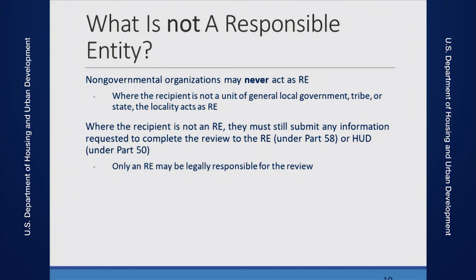However, in other programs, including CoC, most recipients are not government entities, which means they cannot act as responsible entities themselves. Therefore, CoCs need to find and work with a responsible entity. This should be a unit of government with land use authority over the project location, and it could be a city, county, state, or tribe. Just because a recipient isn't an RE itself doesn't mean it's off the hook for doing environmental reviews. Recipients will need to gather up information on the project and its environmental impacts and give that information to the responsible entity to assist them with the environmental review.